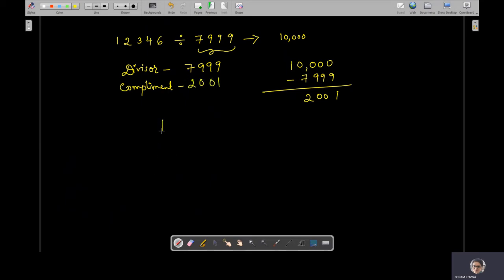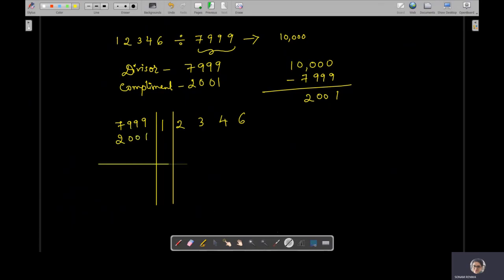Now let us try to divide this number 1, 2, 3, 4, 6. And since I said here we are having a 4-digit number, we will be separating the 4 digits separately. Right, since we are having a 4-digit number, we will be separating 4 digits and the remaining digits together. So let me write here the divisor, which is 7,999, and the complement, which is 2001. Now let us separate this again.